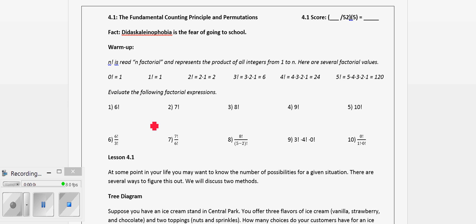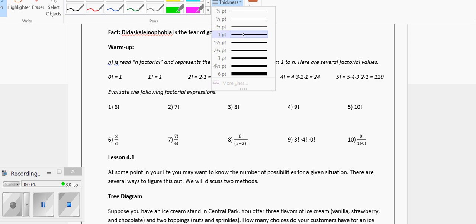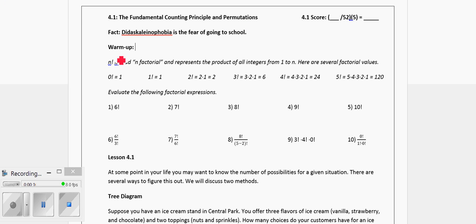This is the lesson on the fundamental counting principle and permutations. To understand permutations, you've got to be able to understand what factorials are. If you ever see a number and then an exclamation point, that reads n factorial, or say it was 5 factorial. That represents the product of all the integers from 1 up until whatever the number was.